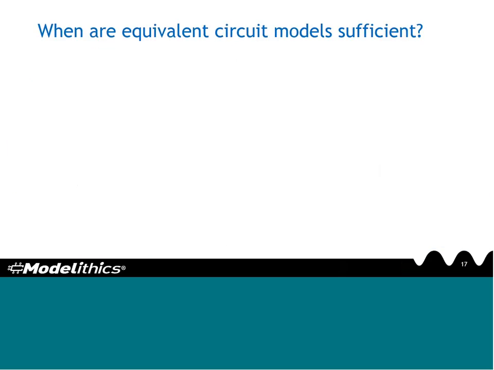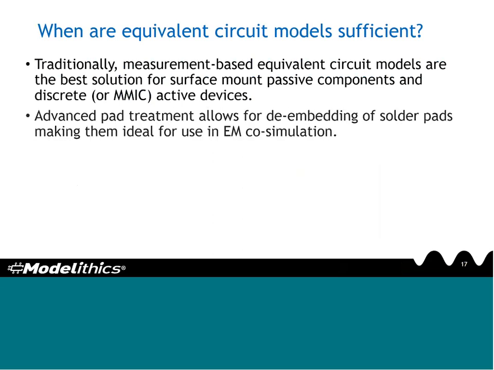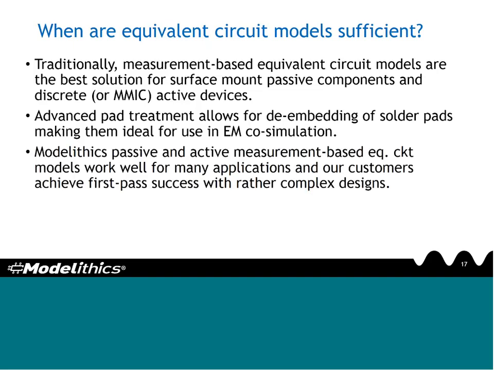So, when are circuit models sufficient for design success? Traditionally, measurement-based equivalent circuit models are the best solution for surface mount passive components as well as discrete or MMIC active devices. The advanced pad treatment that's available as part of our passive and active component models allows the user to de-embed solder pad effects from the equivalent circuit model itself. So the user can then include their own custom pads as part of an EM co-simulation to get the most accurate results for their test fixture. This is a very popular approach among our customers, and they have reported to us great degrees of success with rather complex designs.